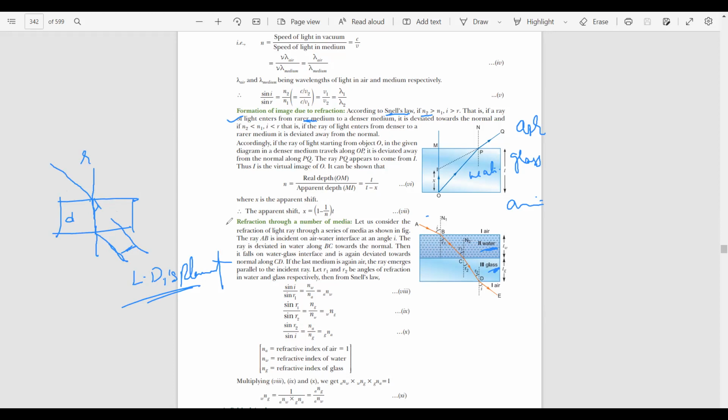Okay. So this is apparent shift, real depth by apparent depth. L is the real depth where it is kept. It assumes its visible position is x distance away from it. So apparent depth is real depth minus x, L minus x. Real depth minus apparent position. That is your apparent position.